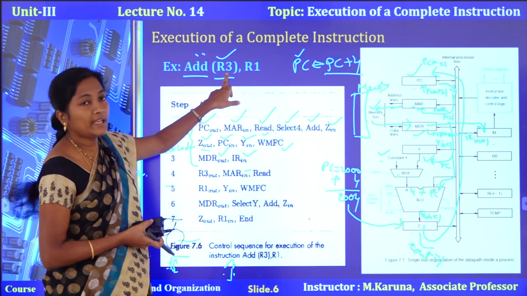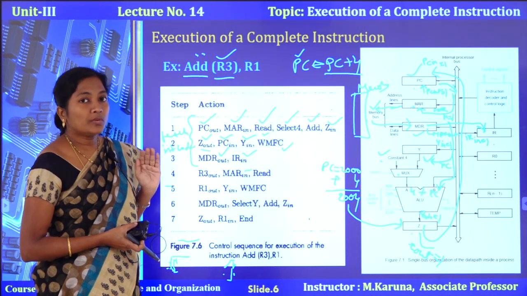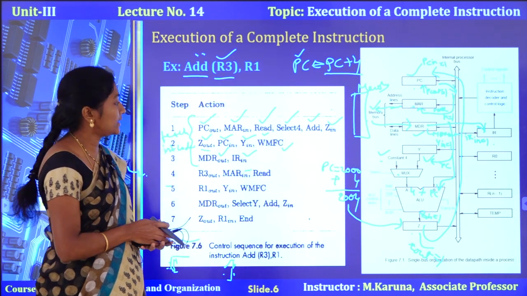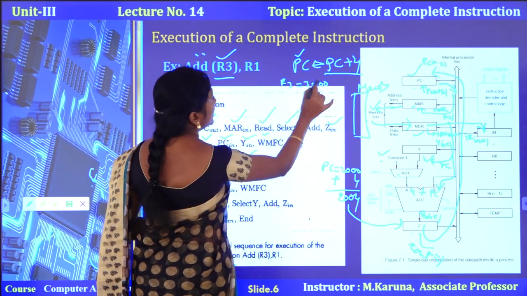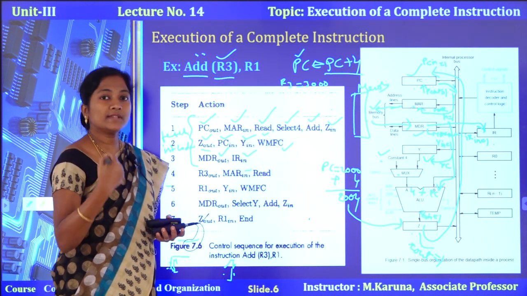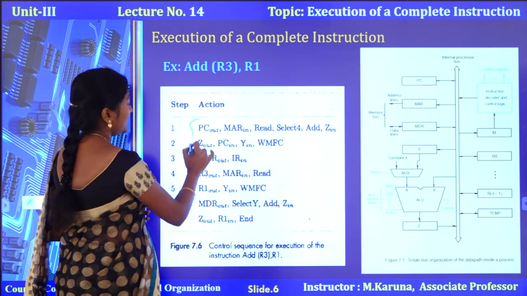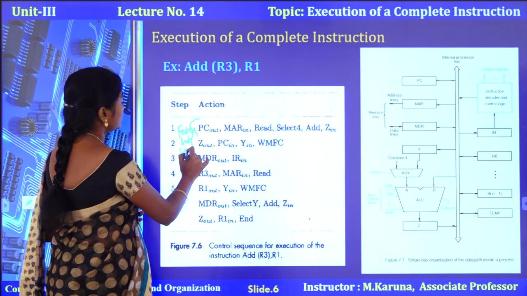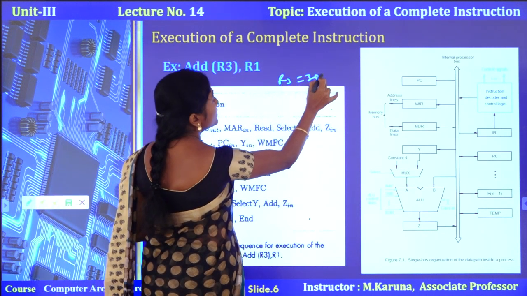Now, fetching of the data, because the first operand is available in a memory location. Before getting the data, the processor needs to send the address of the data. For example, R3 has the address 3000. So, the processor needs to send that 3000 address to the memory first through the MAR register. This is the fetching of the operand, after the instruction code.